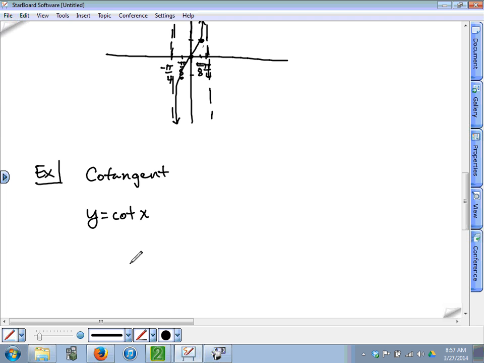Tangent is y over x. What's cotangent? X over y. So this one is going to have vertical asymptotes wherever y equals 0. So look at your unit circle. Where does y equal 0? Vertical asymptotes.